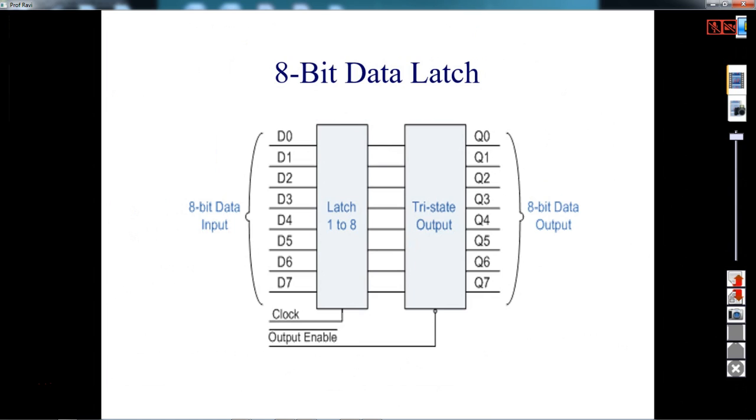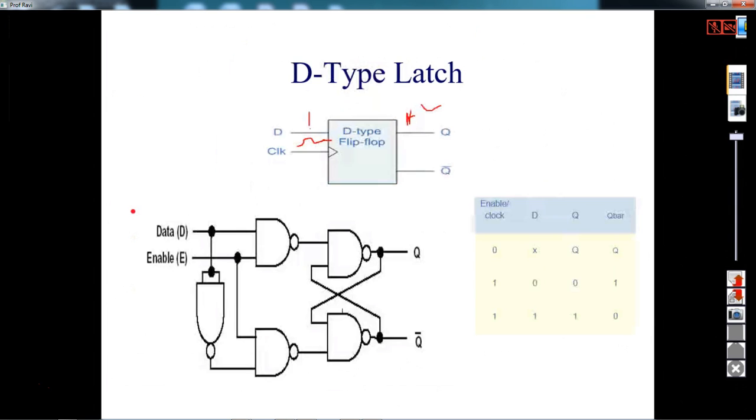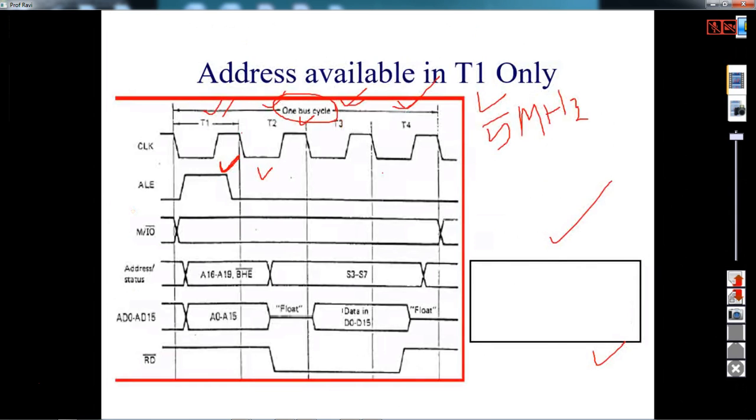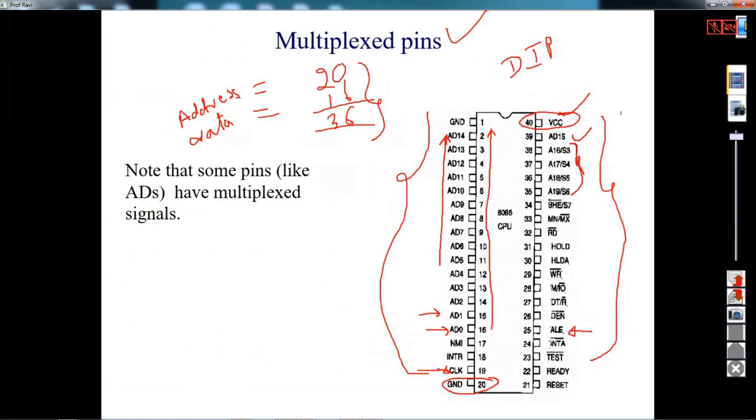But how many of them are multiplexed? 16 are multiplexed. Right, 16 data lines are there, and then other pins, if you try to see here, pins 36, 37, 38 and 35, the address and status lines are also multiplexed. So around 20 address lines need to be demultiplexed.